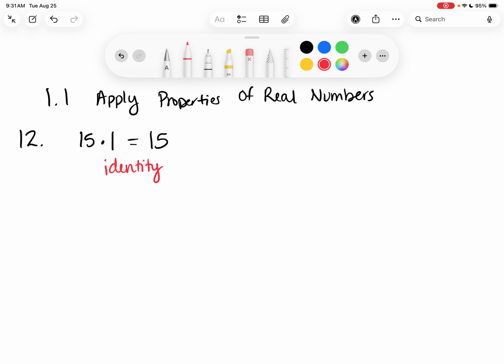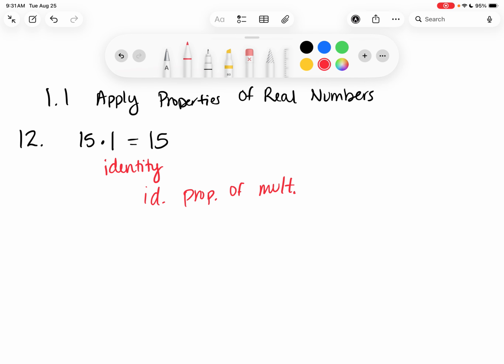And if you want to abbreviate it as ID and then prop of multiplication, because technically this is the identity property of multiplication, I don't mind you abbreviating it. Just be careful with abbreviations and make sure that you're not writing anything bad when you abbreviate something.